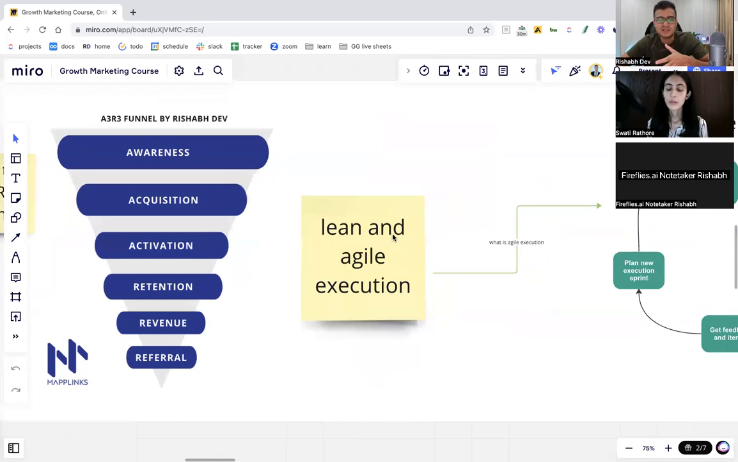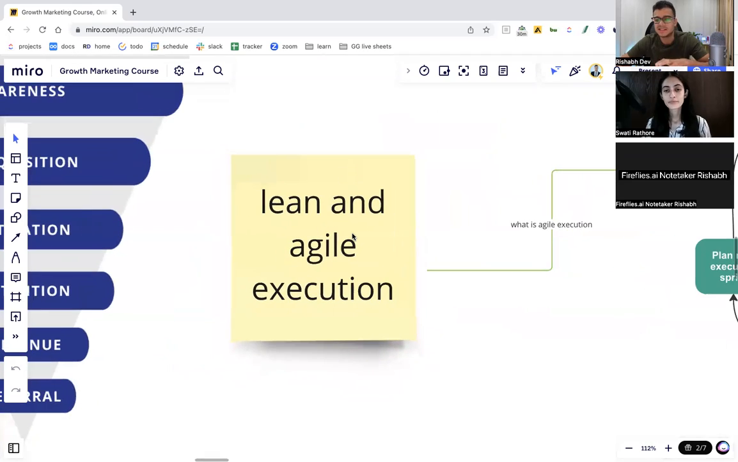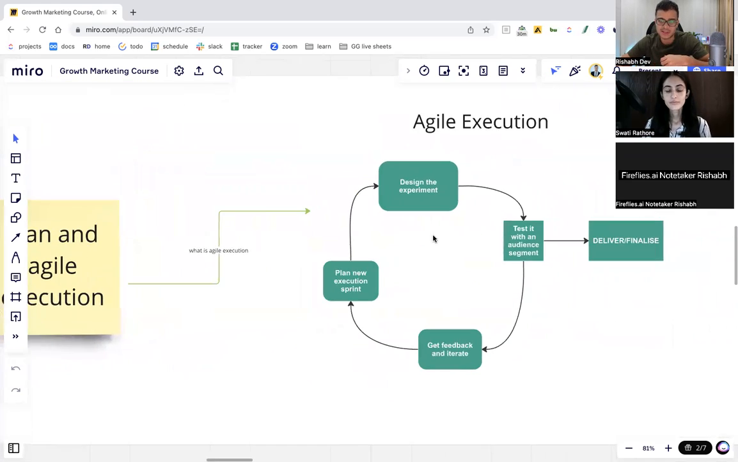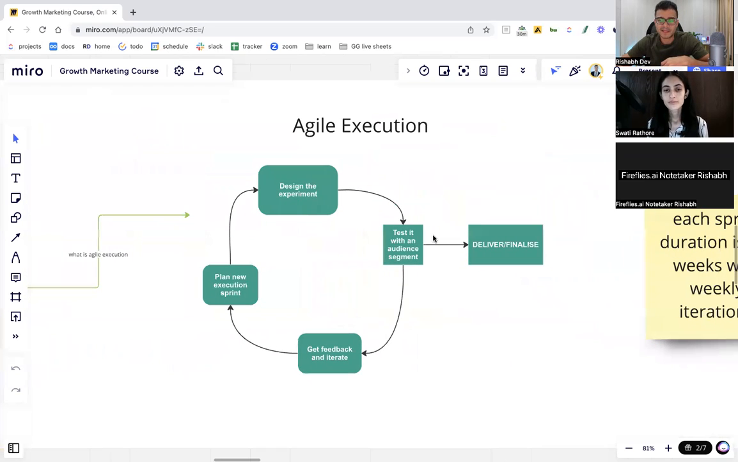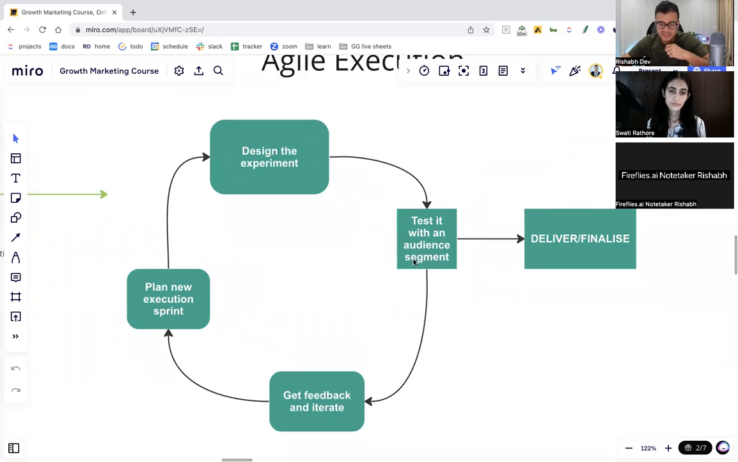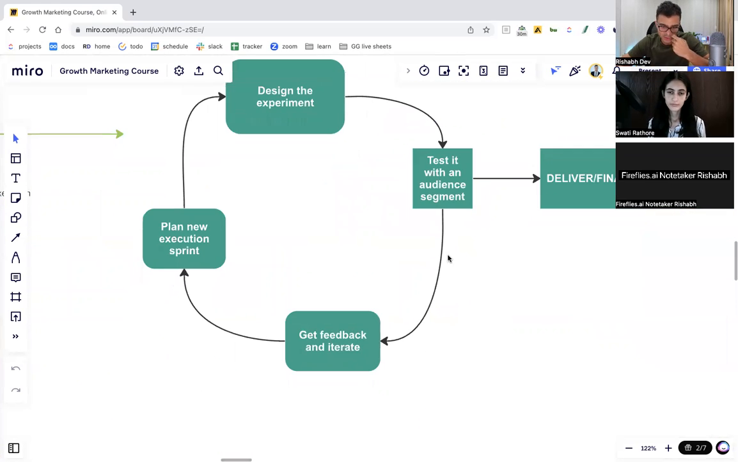The next thing to keep in mind with execution is to keep it lean and agile, which are two things that we discussed in detail in the earlier lessons. But this is how agile execution looks. What we do is we design the experiment first. We test it with a particular audience segment.